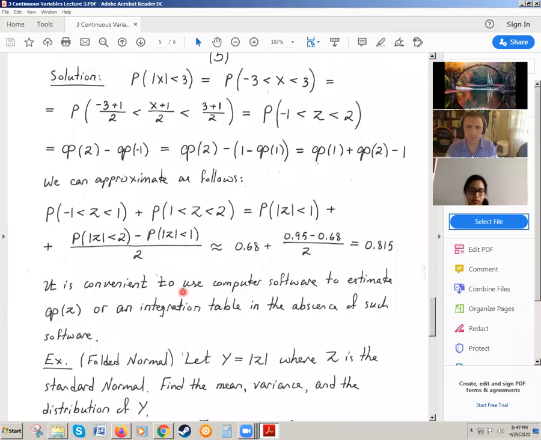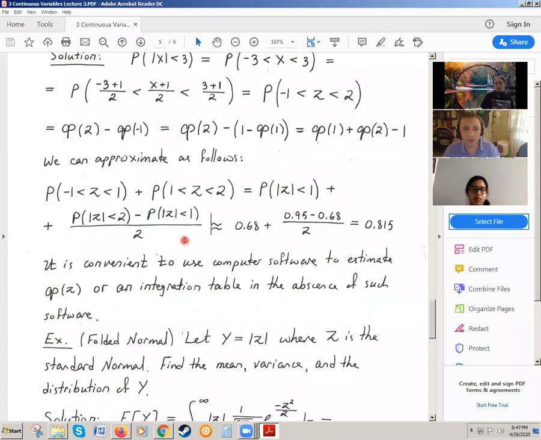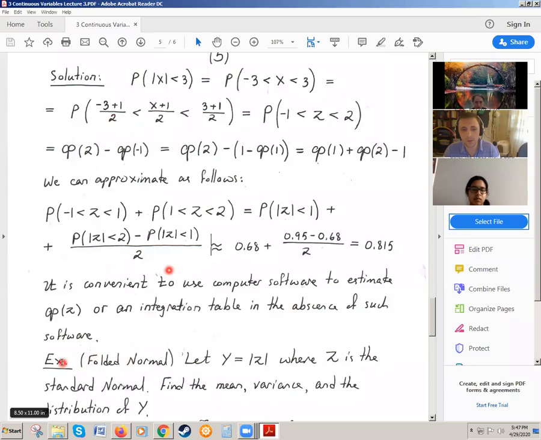So the very last thing we did on Monday, I think we considered this previous example: the probability that the absolute value of x is less than 3, given that x is normally distributed with variance 4 and mean -1. And now let's see if you can solve this problem.